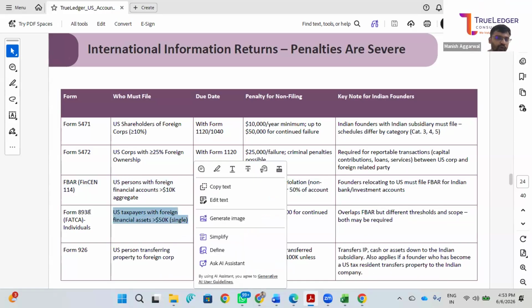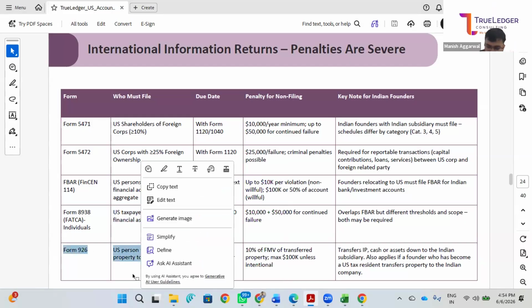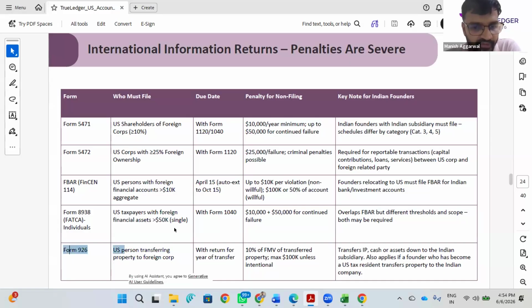Then also FATCA Form 8938. This is also applicable to individuals, particularly founders who move there, wherein they need to report all their foreign accounts and also the interest income, dividend income, or capital gain, or the maximum portfolio balance they are getting from their foreign holdings. Then also there is some supplementary information which you need to give if a US entity pays more than 100K in terms of transfer of property for cash or other consideration. Then there is information reporting in Form 926 required. This is also filed as a part of your income tax return generally.